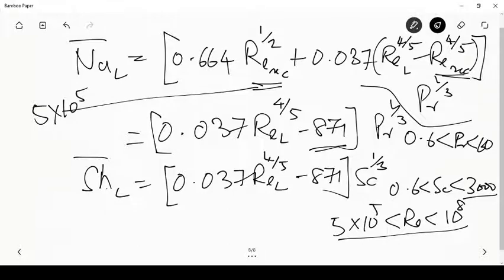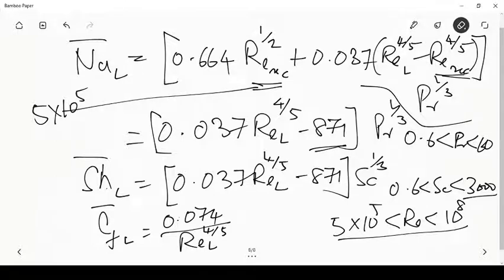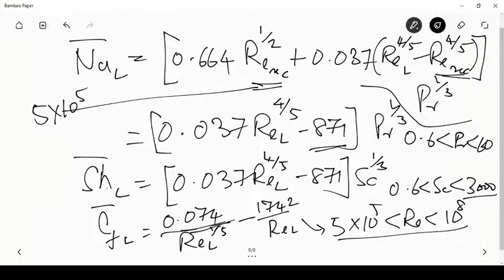So it's a simple application of the Chilton-Colburn analogy to the expression that you had, and that is the Cf expression that you get. The Cf bar L comes out to be 0.074, which you can see is twice this number, divided by Re_L to the power of 1 by 5, minus 1742 divided by Re_L. Okay, so this is again valid for this range of Reynolds numbers.